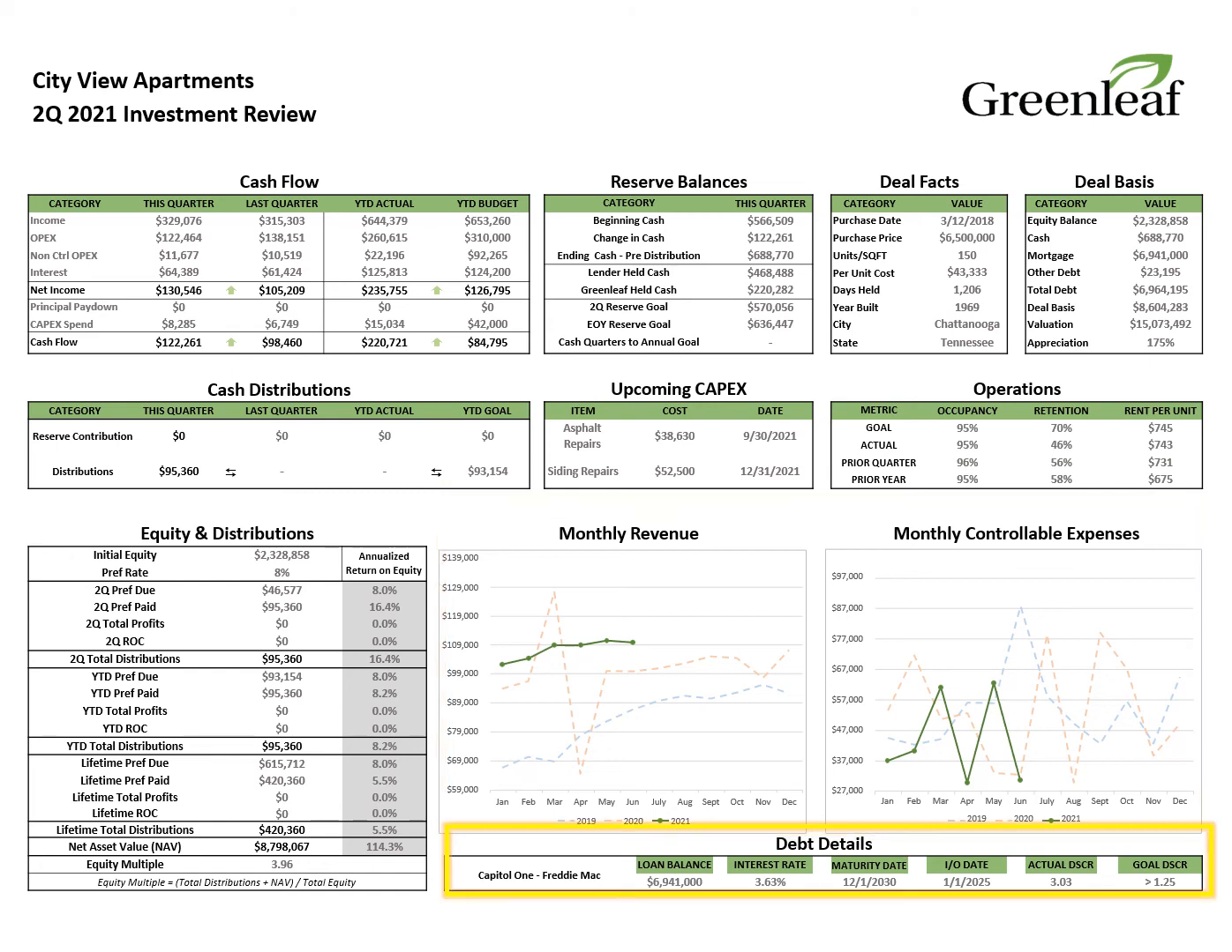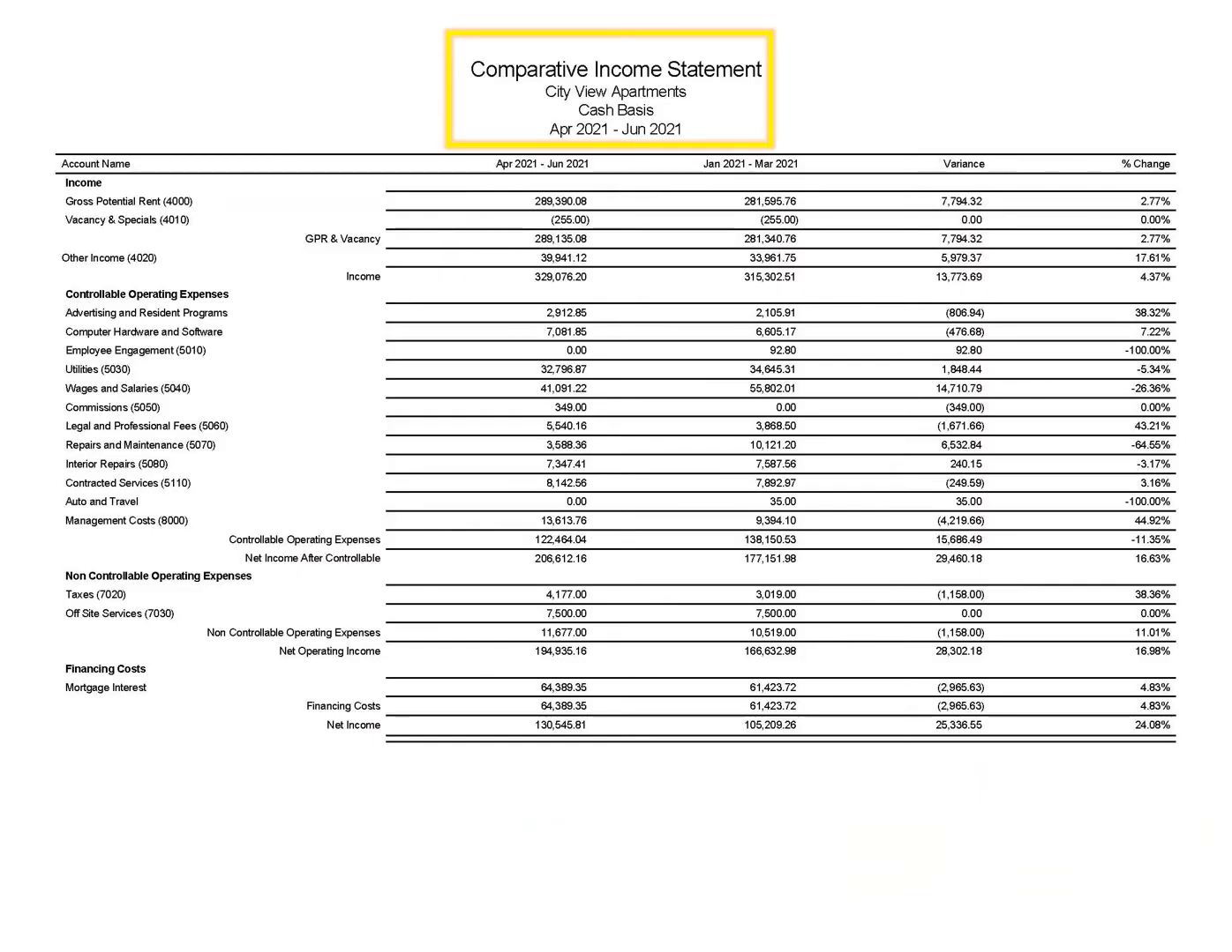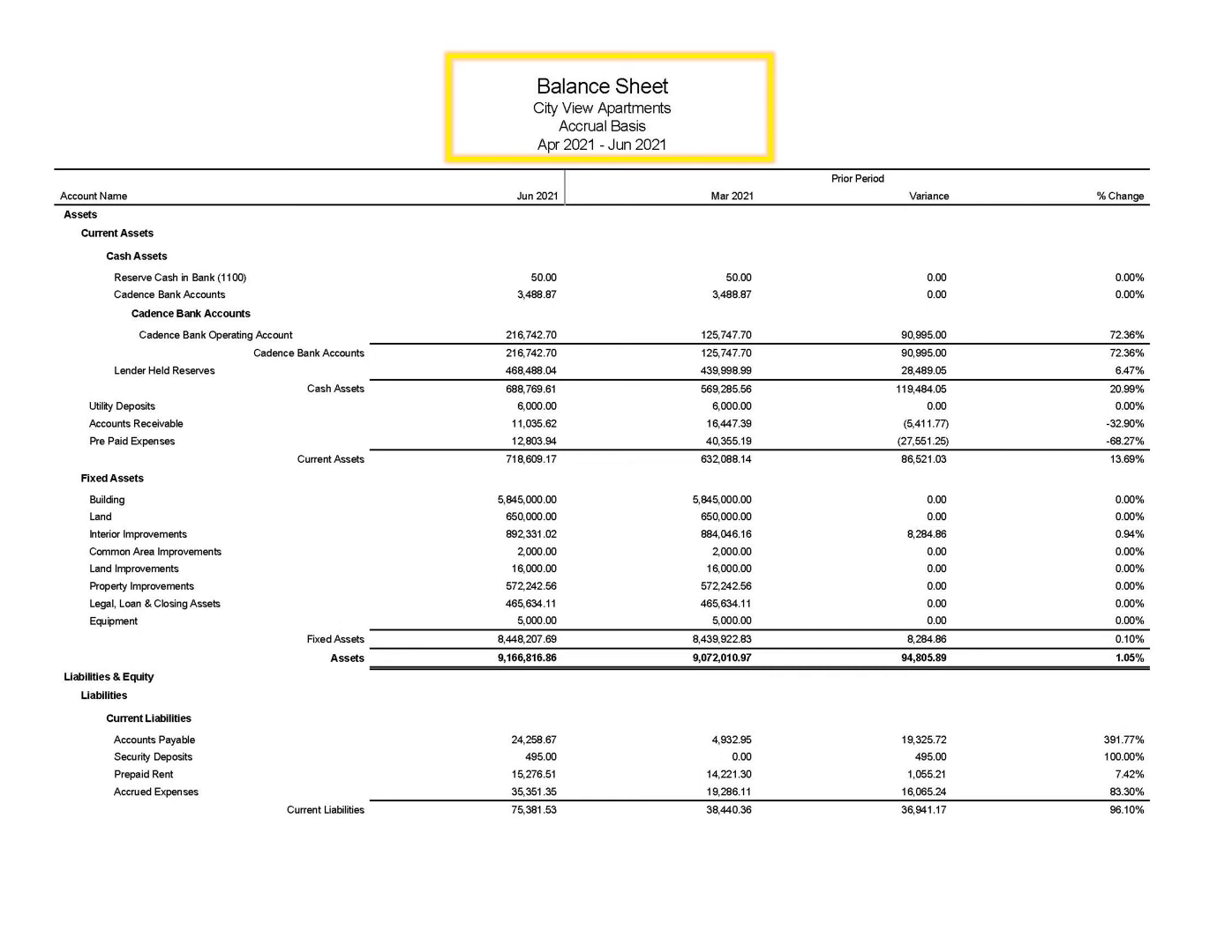And last on the page, we have our debt details, including the lender, our principal balance, interest rate, maturity date, any interest-only period, and our goal versus actual DSCR. We also provide the partnership with a comparative income statement outlining quarter-over-quarter performance, as well as the property balance sheet.